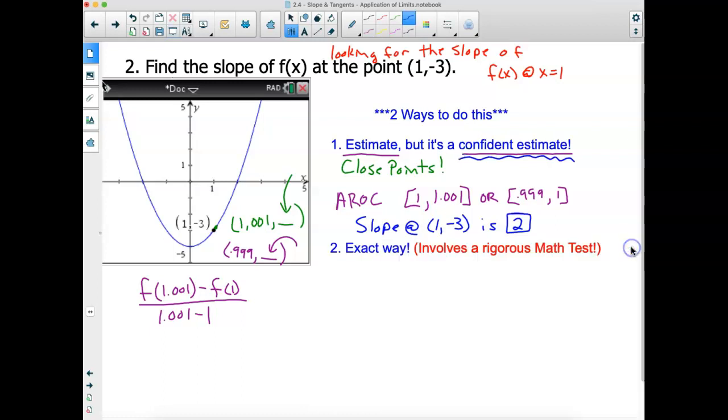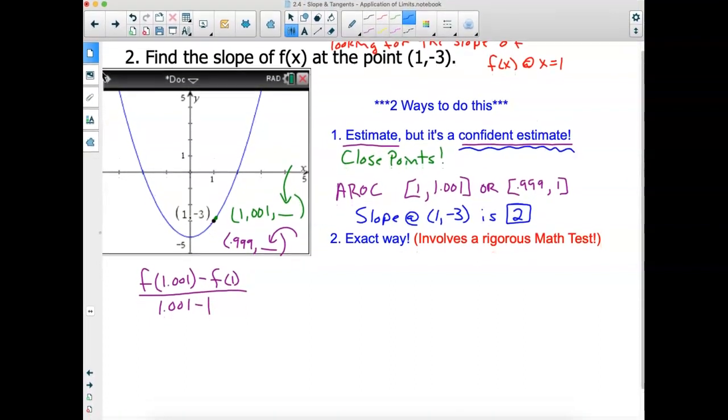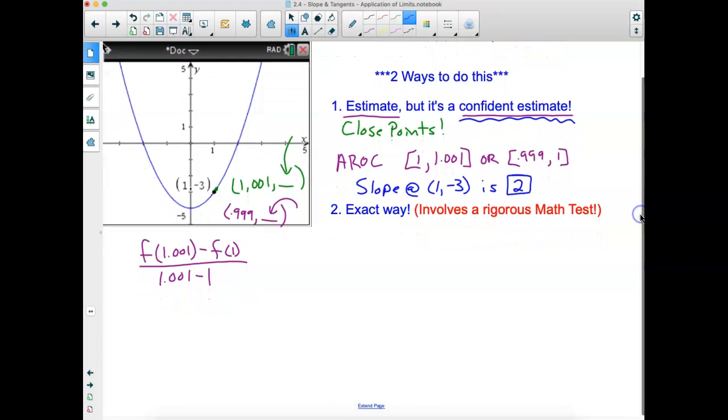The second way is the exact way, which technically involves a rigorous math test. Oh boy, everybody's saying a rigorous math test. Well, that rigorous math test we've been learning, it's called a limit. It's also called a limit with the difference quotient, which you would have done many of those last year in pre-calc. But, of course, because we were all quarantined or school was out, we couldn't do that.